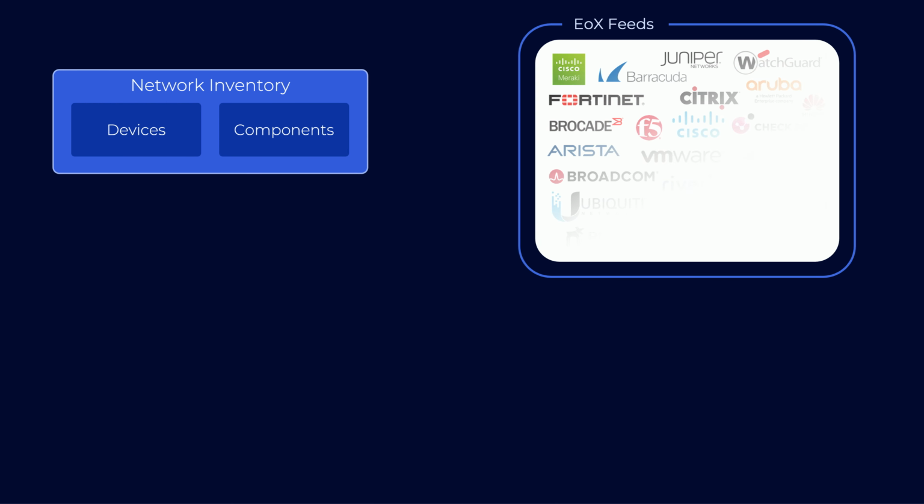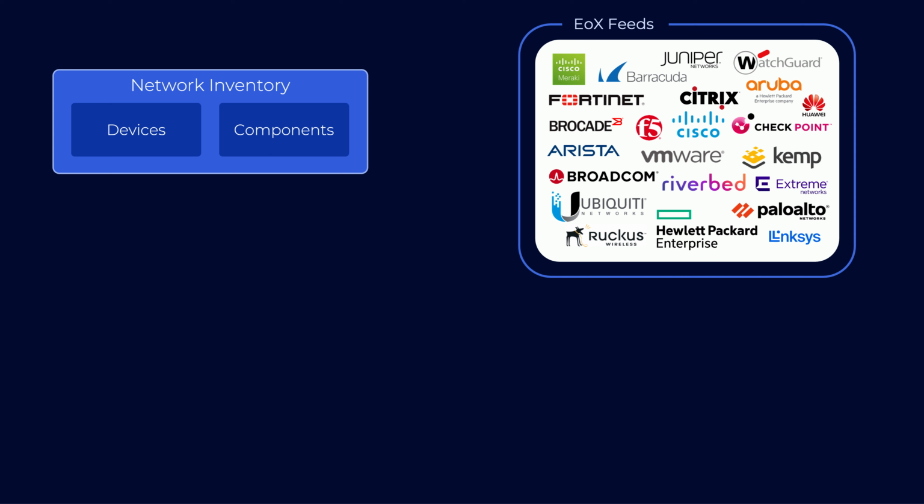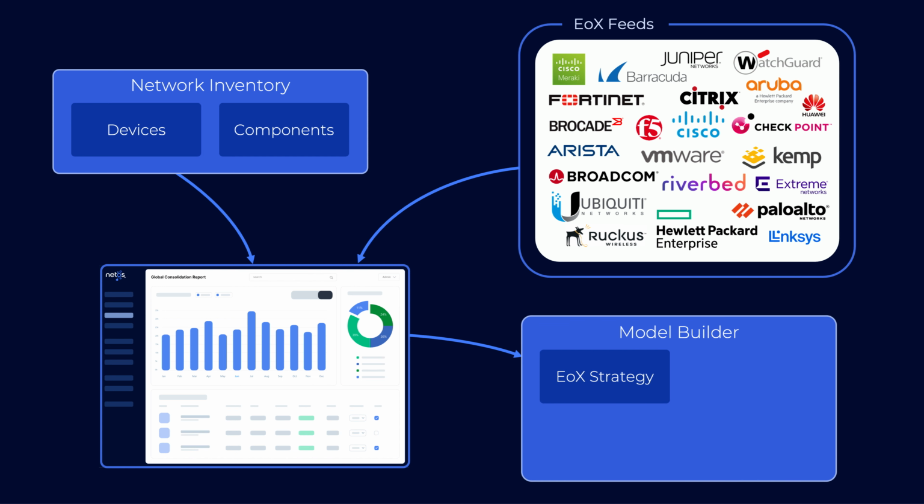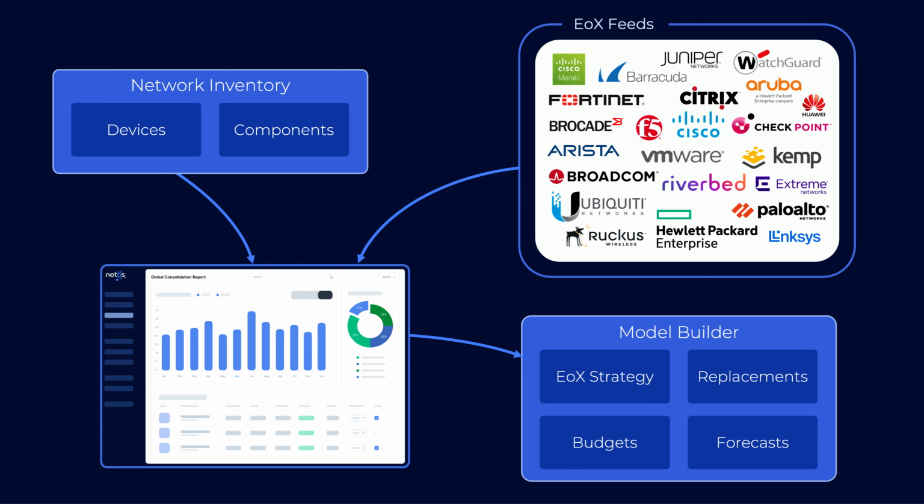Netos data pipelines source end-of-life information from all leading network vendors. The inventory and data feeds are then reconciled to generate macro and low-level lifecycle reports. The reports and data can then be modeled to understand different options for replacements, consolidations, or sustainability strategies.